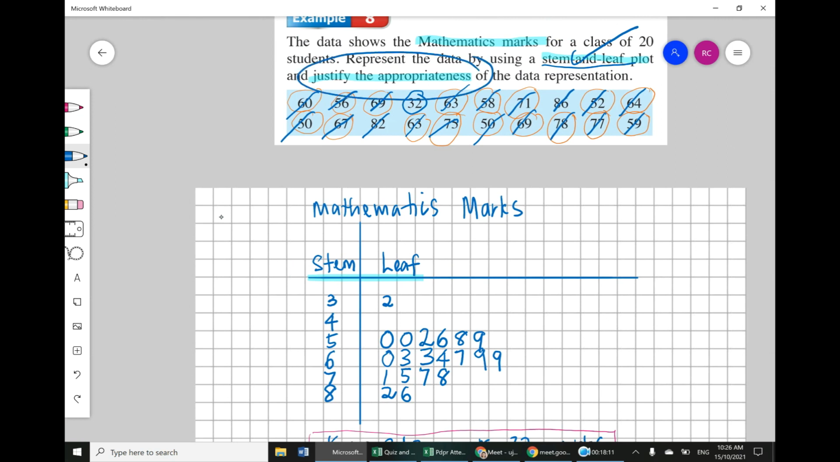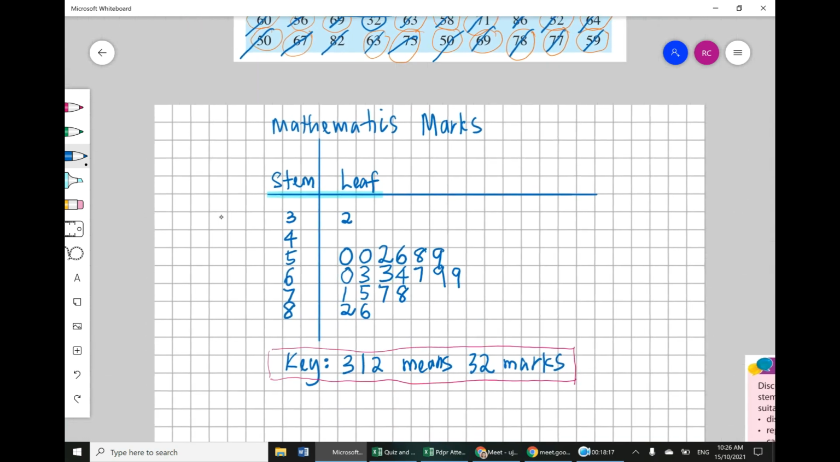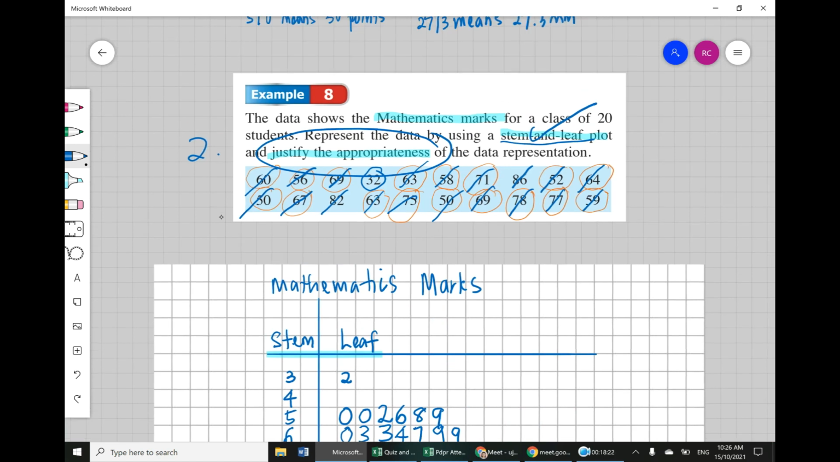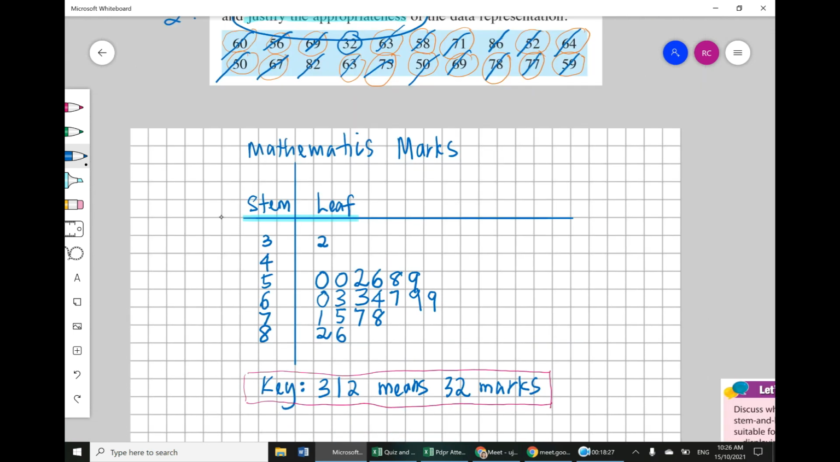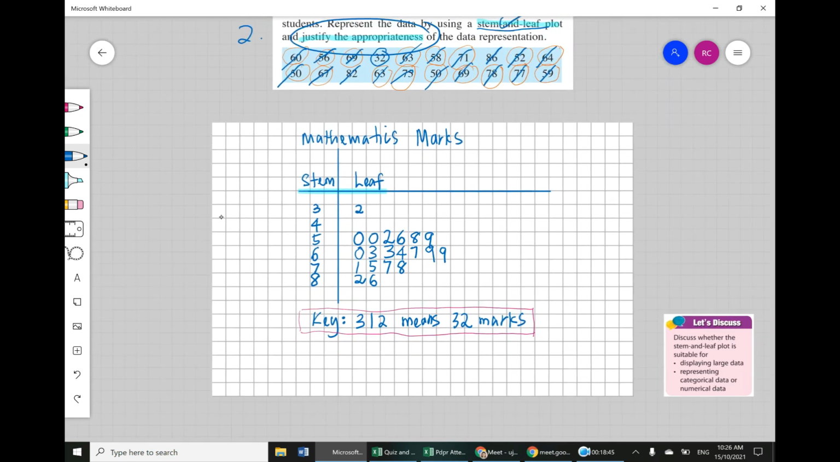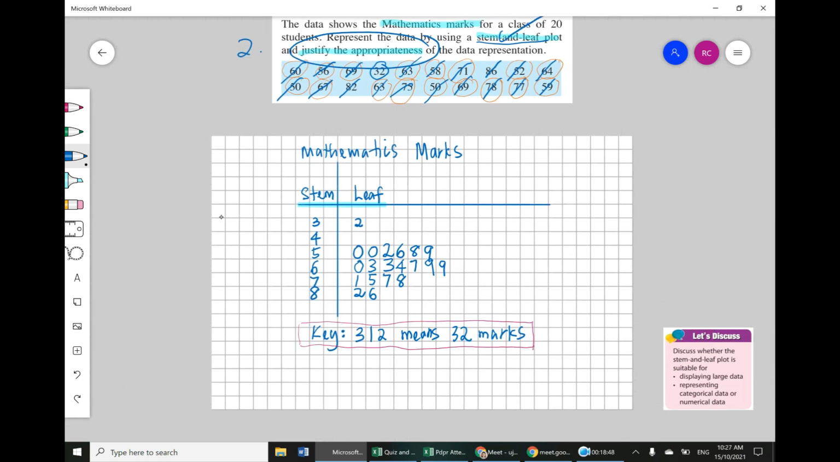We still have another task to go. This is the second task, to justify the appropriateness. So previously, the first 2 graphs that you have learned, the pie chart and also the bar graph, we used the word comparison, right? This pie chart, this bar graph is suitable to compare. But then these 3, the dot plot, the line graph, and also the stem and leaf plot, they are using the word displaying.